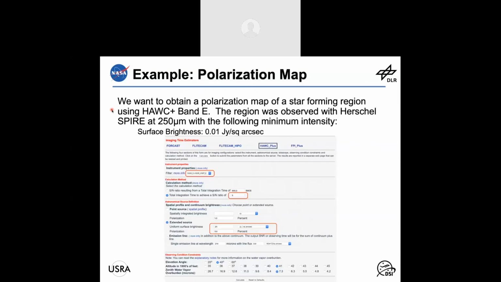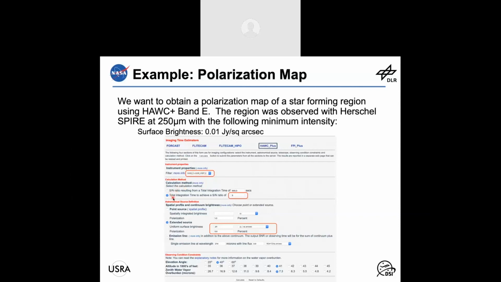So for an example, you want to observe a star-forming region using Band E in HAWC+, and perhaps this area has been observed before with SPIRE at 250 microns. Luckily, let's say we have an estimated minimum surface brightness of 0.01 Janskys per square arcsecond. Then we can go into OpenSite. Again, we have the HAWC+ instrument selected. The filter option, in this case, we're doing polarization, so you would select Band E plus the HAWC half-wave plate, Band E.